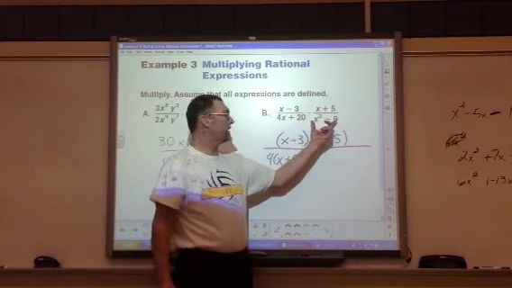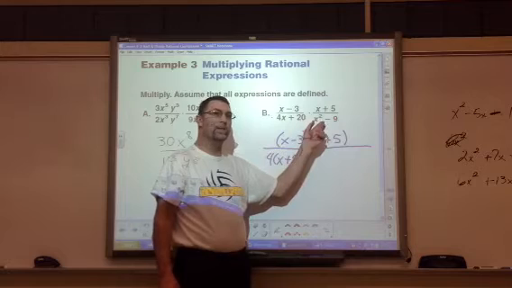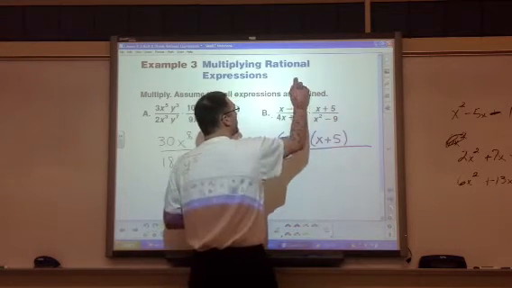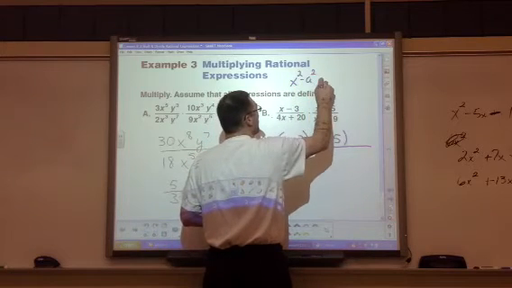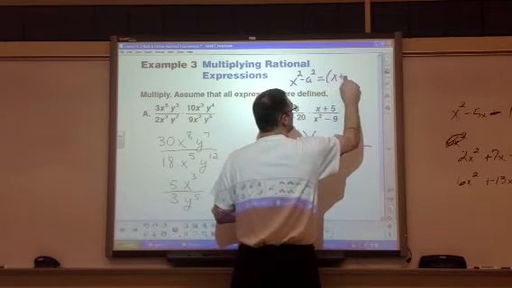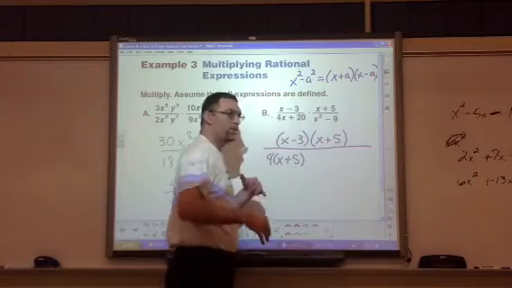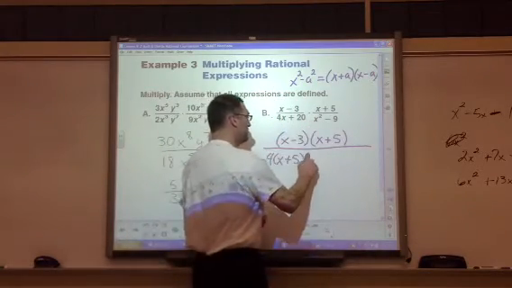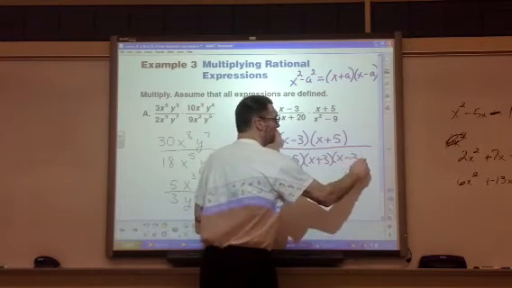Then I look over here at my next one, x squared minus 9. Okay? These don't have anything in common, but these are the difference of two squares. And so if you remember, difference of two squares, I have x squared minus a squared, and that's x plus a times x minus a. Right? We did difference of two squares a lot in chapter 5, so x squared minus 9 is going to be x plus 3 times x minus 3.